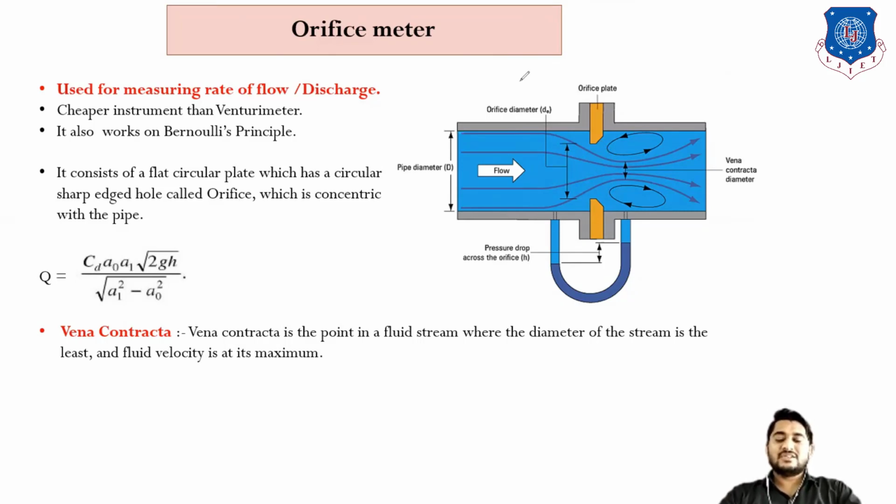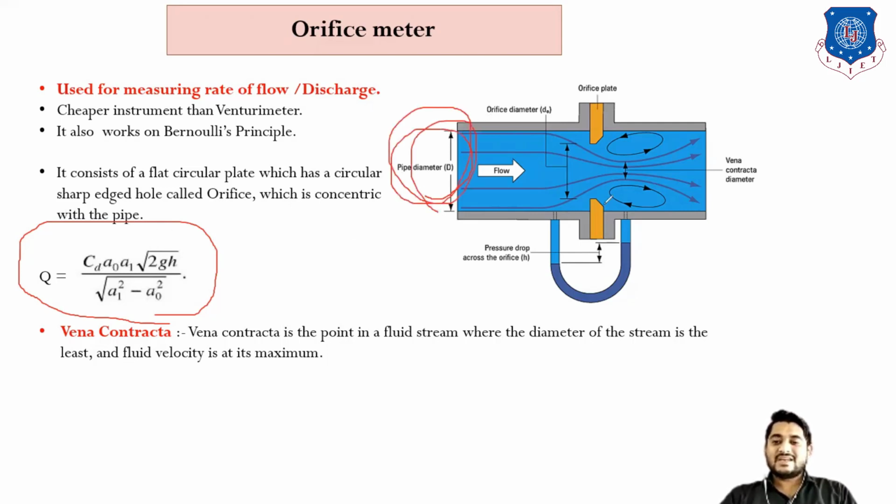So what is the basic difference between orifice meter and Venturi meter? Both are used for measuring discharge or rate of flow, but the Venturi meter is costlier than the orifice meter, right? But the accuracy of the Venturi meter is higher than the orifice meter. Now, similar to the Venturi meter, the equation of the orifice meter uses the same method. Q is equal to CD A1 A0 under root 2GH divided by under root A1 square minus A0 square. Here in this equation, A1 is the area of the pipe and A0 is the area of the orifice, right?